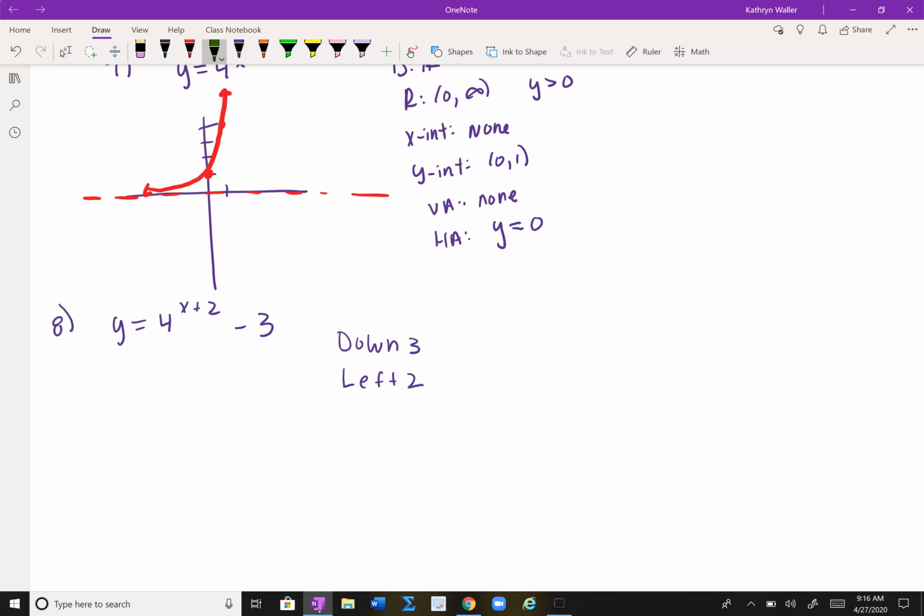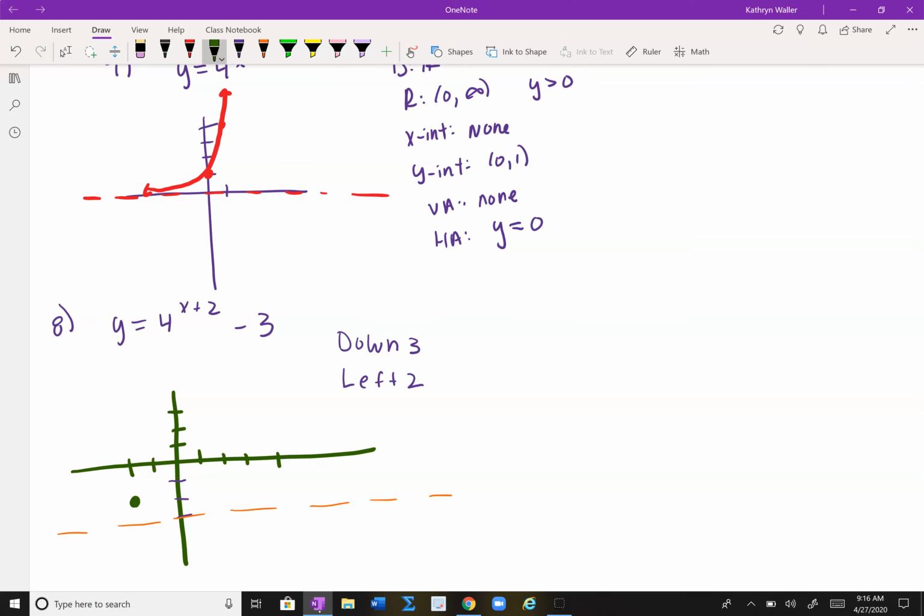So when I graph these, you guys, I always start with the asymptote because I think it's the easiest thing to do. So if I go down 3, 1, 2, 3, there's my asymptote right there. And then all I'm going to do is take those 2 points that I have on my parent, and then I'm just going to move them a little bit, okay? So this is 0, 1. I'm going to go down 3, 1, 2, 3, left 2, 1, 2. It would put it about like that. Okay, so it's right there.